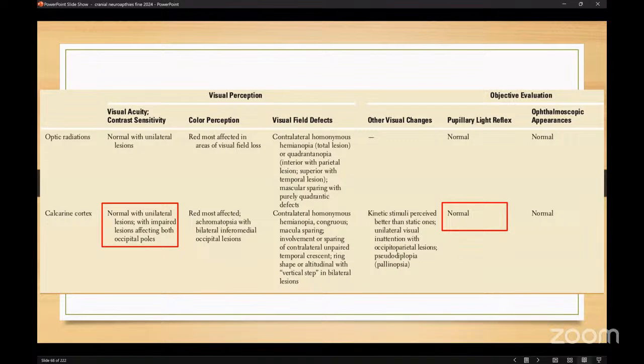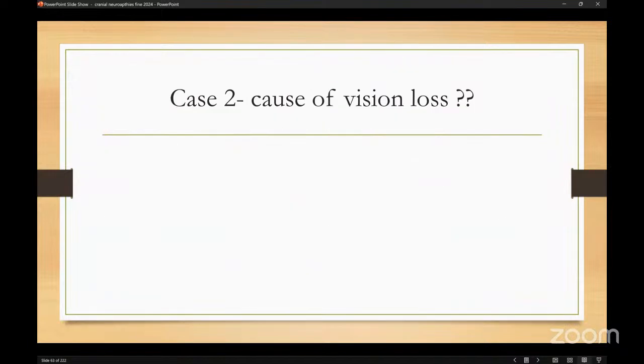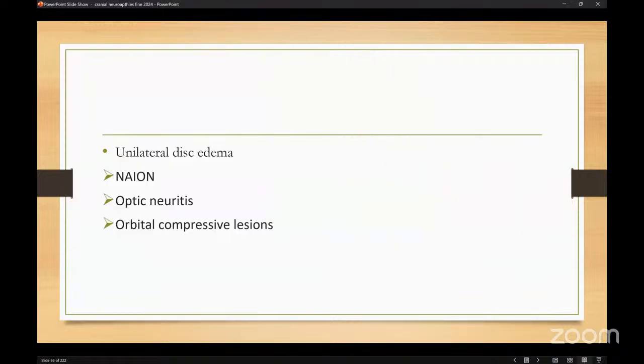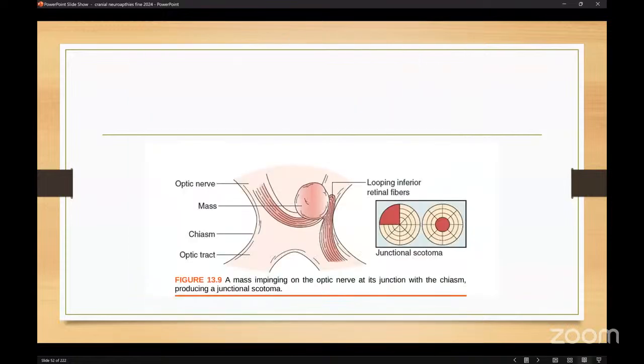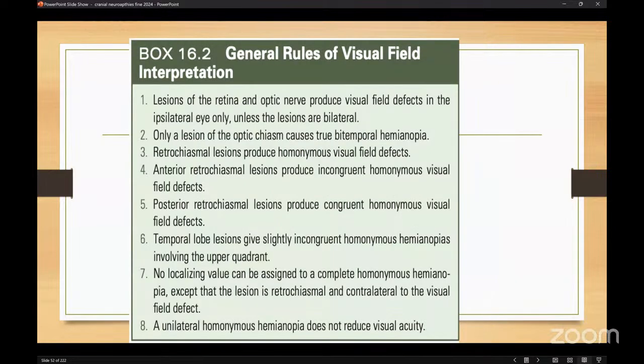And one more thing you have to remember is whether the field is congruent or non-congruent. If it's in the tract, a temporal lobe or a parietal lobe, usually it is non-congruent. But if you go to the occipital pole, you will get a congruent homonymous hemianopia. Okay, so these are the rules for the visual field perception. Lesions of the retina and optic nerve produce visual field defect in the ipsilateral eye only.